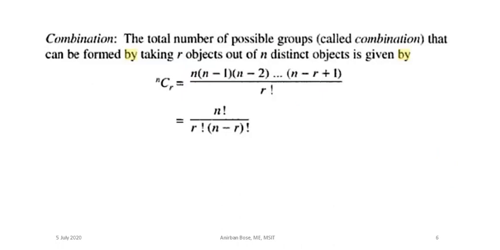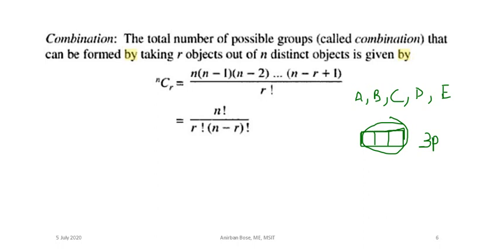Now coming to combination: the total number of possible groups, called combinations, that can be formed by taking r objects out of n distinct objects is given by this. The meaning of that: suppose there are 5 persons A, B, C, D and E, and you want to make a team of 3 people. In your team there will be 3 persons.